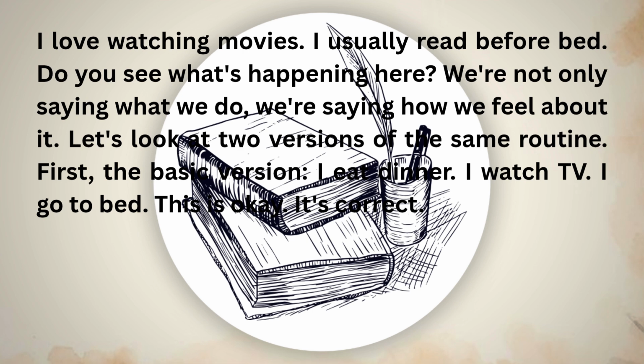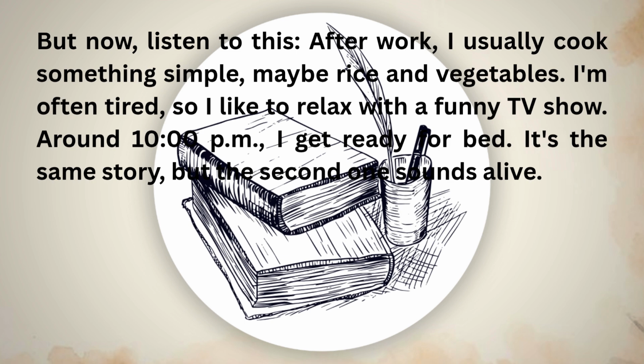Let's look at two versions of the same routine. First, the basic version. I eat dinner. I watch TV. I go to bed. This is okay. It's correct. But now, listen to this. After work, I usually cook something simple, maybe rice and vegetables. I'm often tired, so I like to relax with a funny TV show. Around 10 p.m., I get ready for bed.